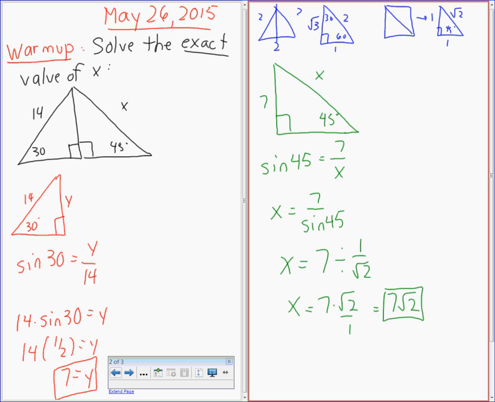Now, there are different ways to do it. Again, Noah likes similar triangles. So he can do it, and you probably got the same answer, hopefully. That is what I got there, and that's fine.